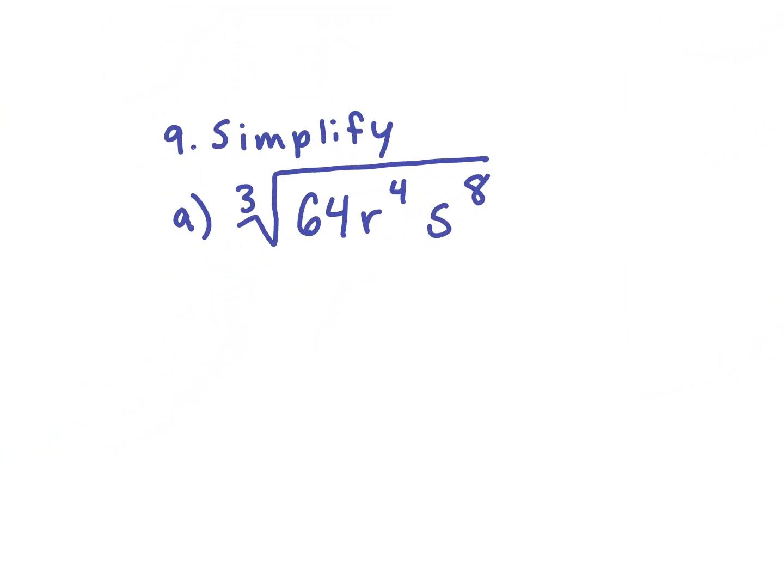All right, let's look at 9a. So we're simplifying. I got to break down everything, but let's do it one letter at a time. So let's start with the numbers. What are 2 factors of 64? 8 and 8. And 2 factors of 8? 4 and 2. So 2 factors of 4? How many of a kind do I need to circle? 3 of a kind.